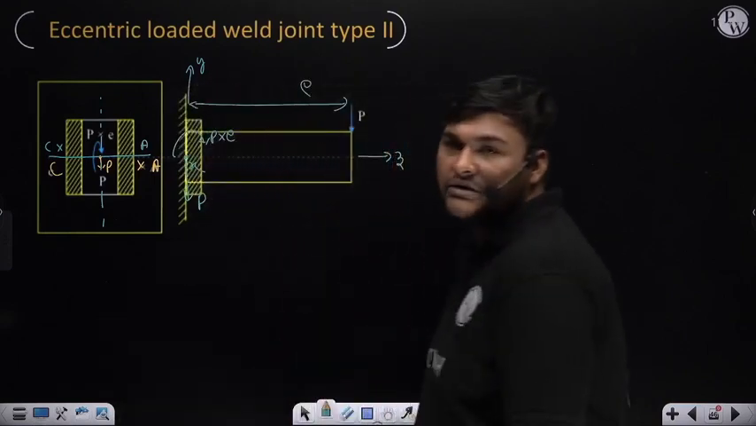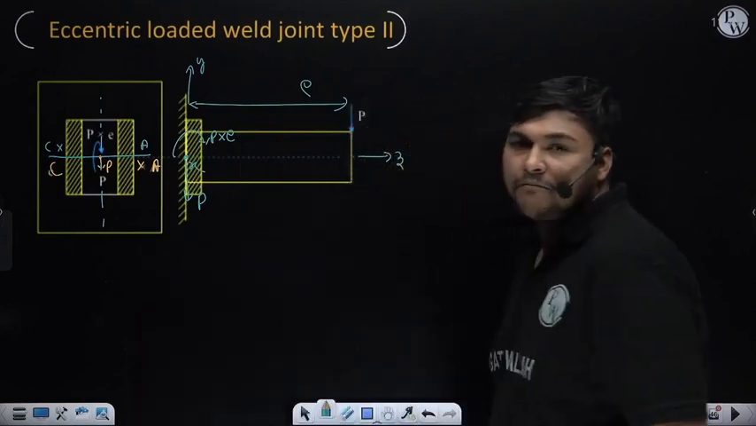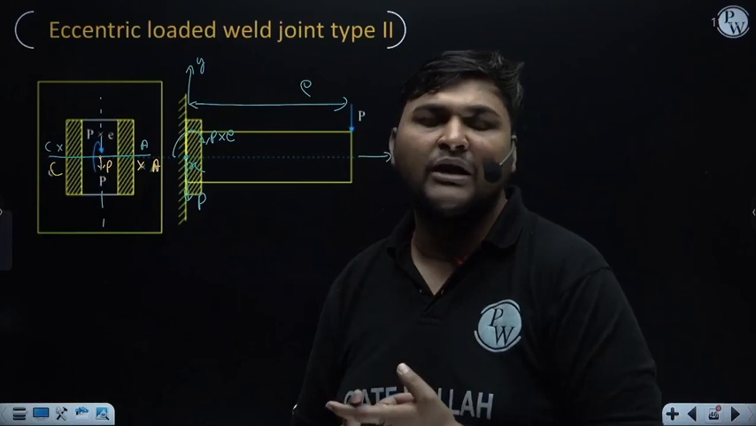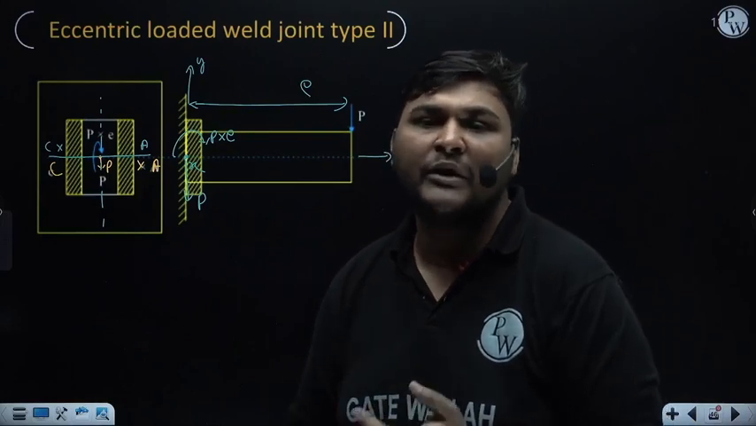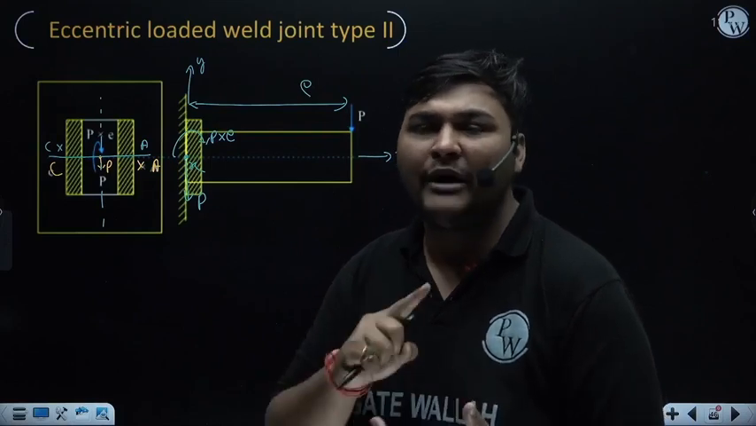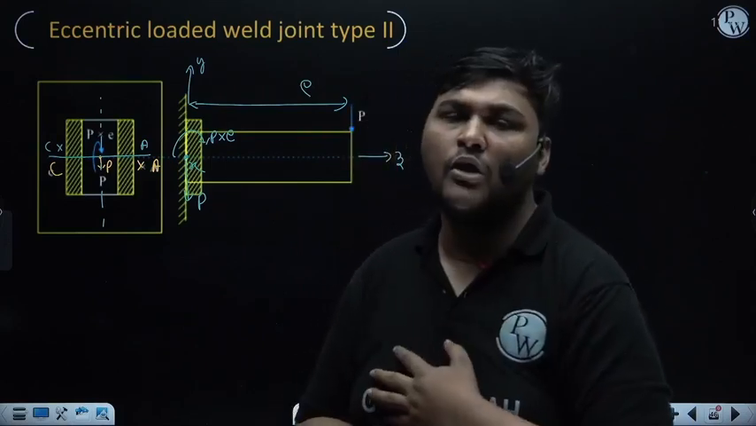in the clockwise direction. Now here you can see this force P is acting in the downward direction, and due to force P, primary shear stress will always come, whether the force is parallel to the weld length or perpendicular to the weld length. It will not matter during eccentric loading. The formula to calculate the primary shear is total force divided by total throat area, and it will be the same at each point of the throat of the weld.